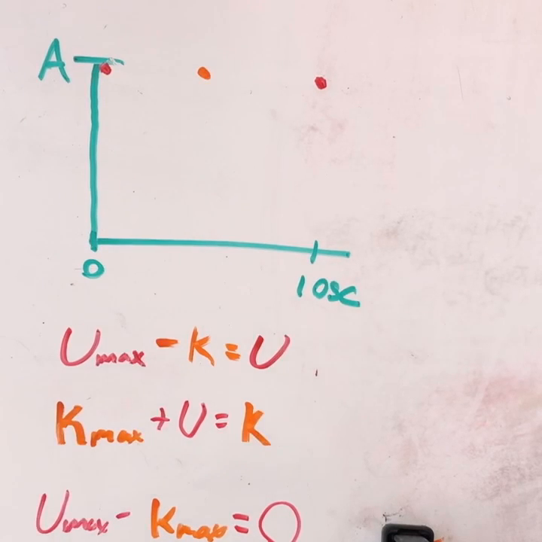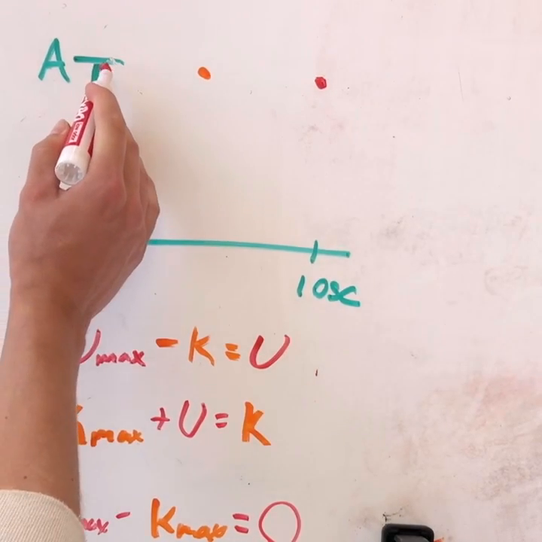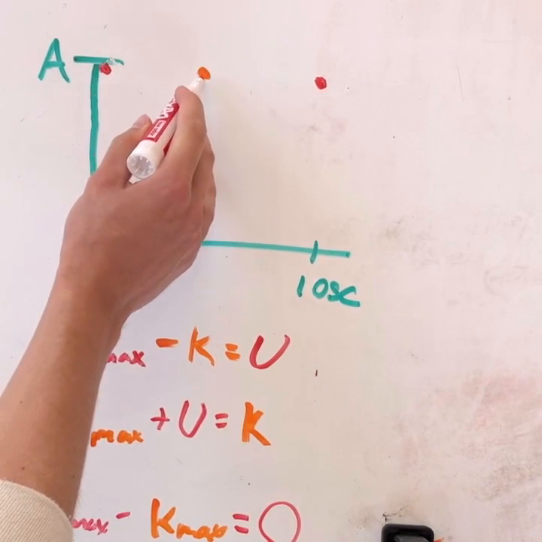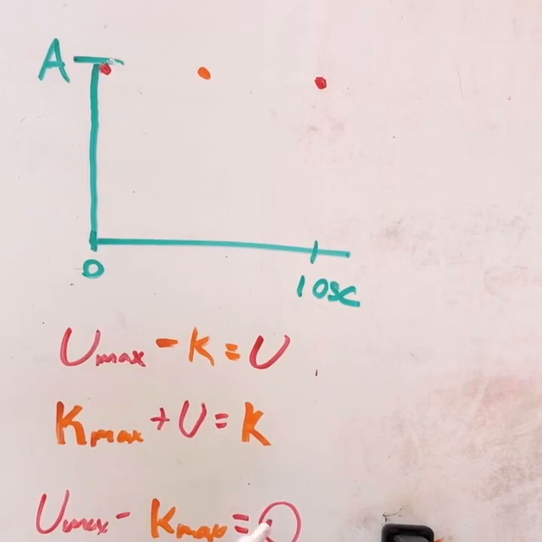In other words, when we convert all of our energy to kinetic, there is no potential energy. So let's go ahead and graph this out, right? As we convert the potential energy to maximum kinetic energy, it's going to approach 0.